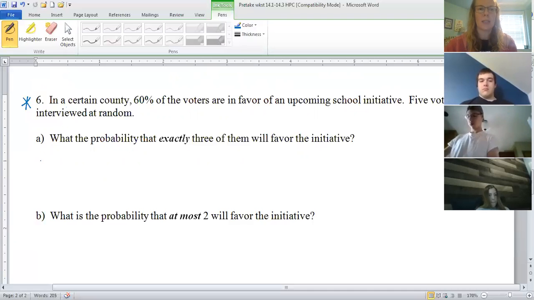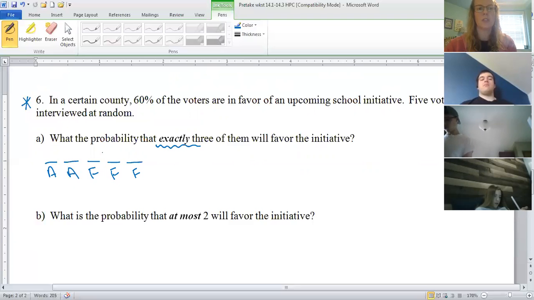So here we want exactly 3 people to favor it. And there again, there's that very specific vocabulary, exactly 3 of them. So we've got 5 that are being interviewed. So I'm just going to make little dashes to help me visualize those 5 people. 3 of them are going to favor it, and then the other 2 are going to have to be against it. So that's just the situation that we're thinking of here. It helps to draw a little sketch like that if you need to help you visualize it.